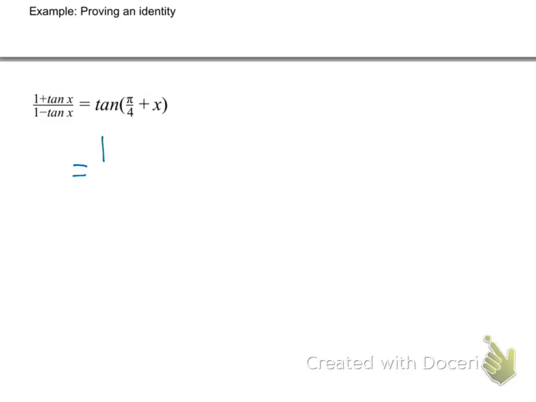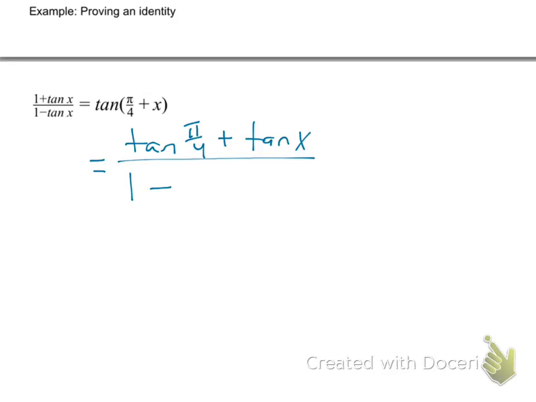Because now this becomes 1 plus tangent of pi over 4 tangent of x, bless you, over, all right, was that supposed to be the bottom? I might have messed that up. Sorry, that was the bottom of it. It should be tangent of pi over 4 plus tangent of x over 1 minus, because the signs are opposites of each other, tangent of pi over 4 tangent of x.